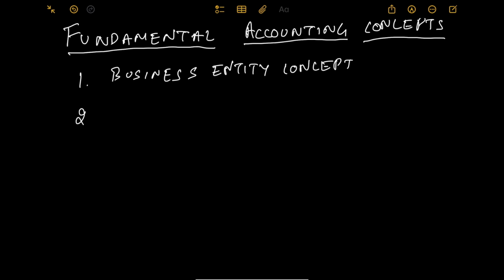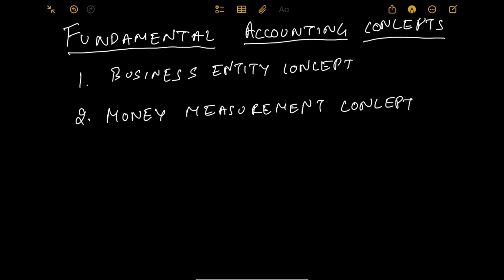Next we move on to the second concept. The second concept is called the money measurement concept. Now what does this mean? Only transactions that can be measured in monetary terms are recorded in accounting. Non-monetary elements like employee skill or brand reputation are not recorded.